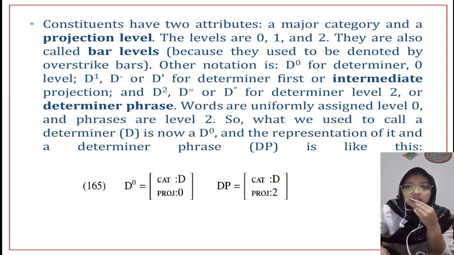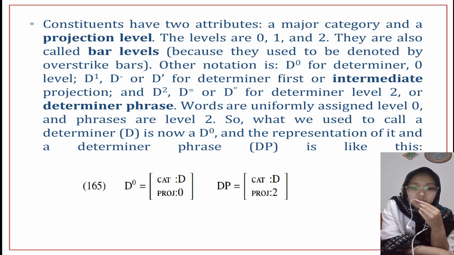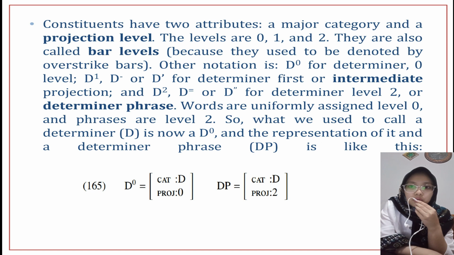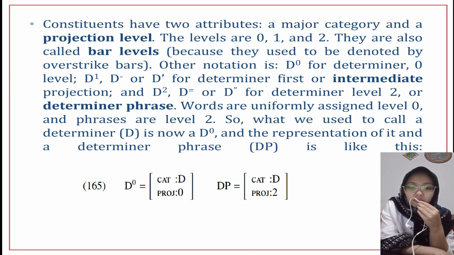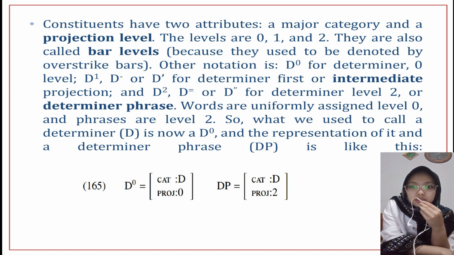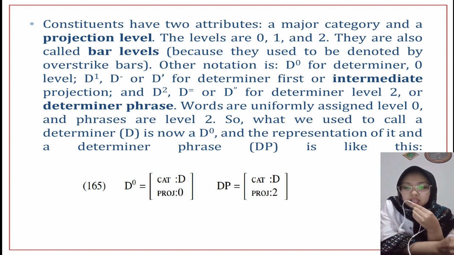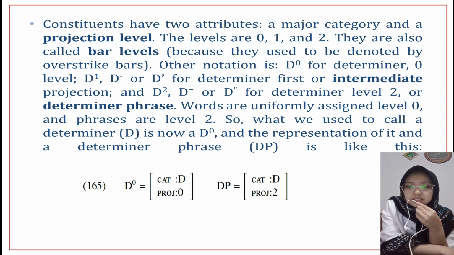The other notations are D0 for determiner, so the projection level is 0, and then D1 or D-bar for determiner first or intermediate projections. Meanwhile, the notation D with projection level 2 indicates a determiner phrase. Words are uniformly assigned level 0. So level 0 indicates words, and projection level 2 indicates phrases.